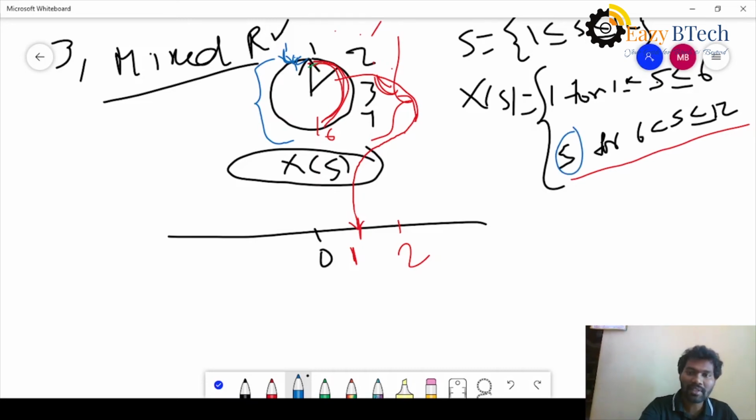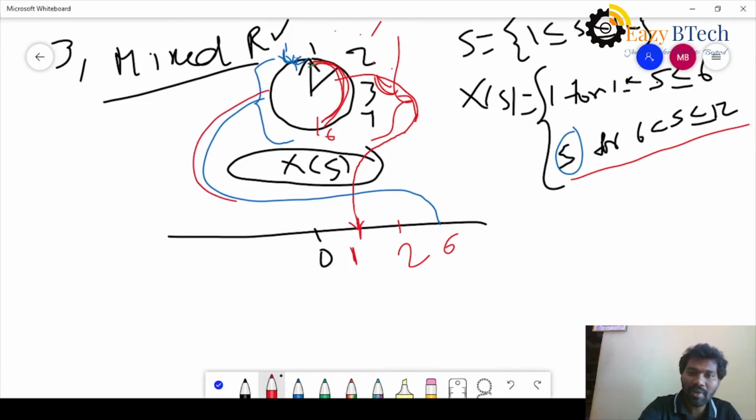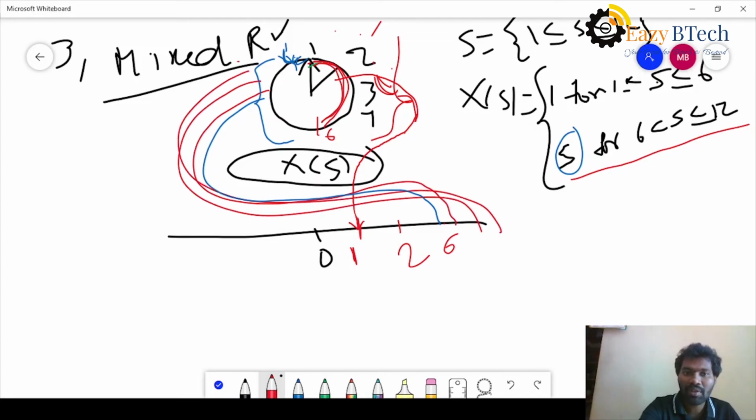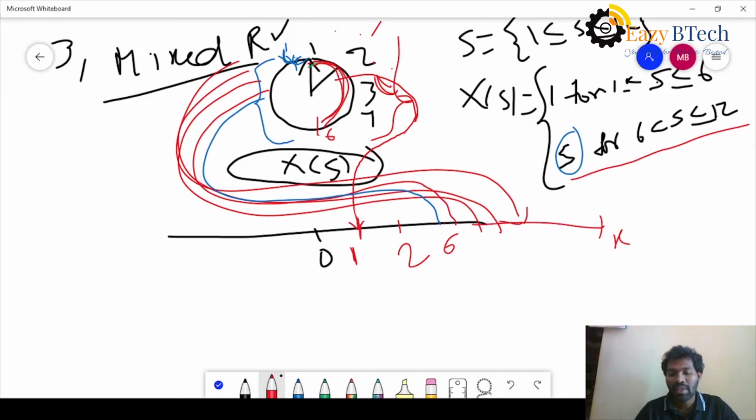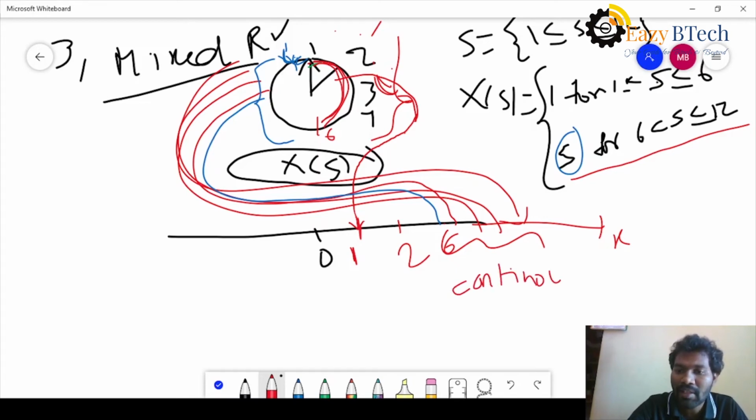That means if it is 6.1, suppose I am writing this one as 6.1. If it is 6.2, 6.3, that means here you will get a number of values from 6 to 12. Okay, so this is my small x. So here if you see from 6 to 12, it is in the continuous form. Why? Because a number of values will be coming.